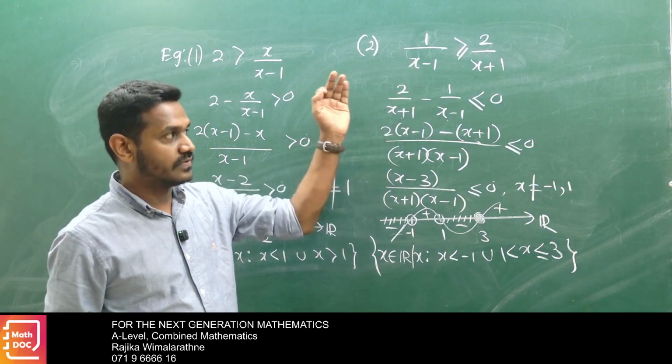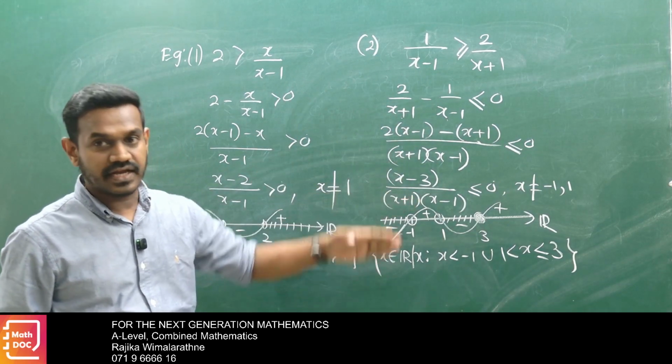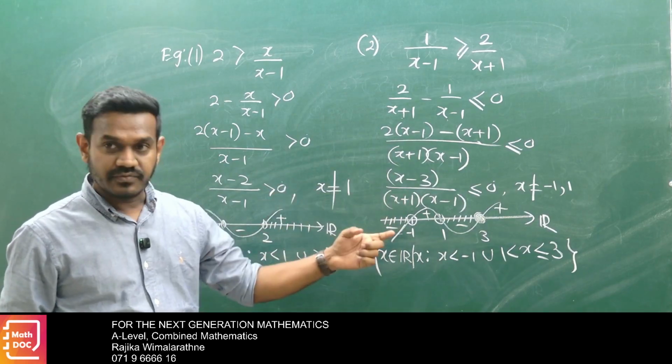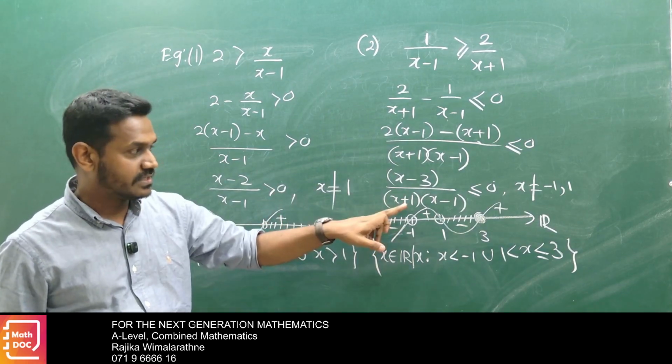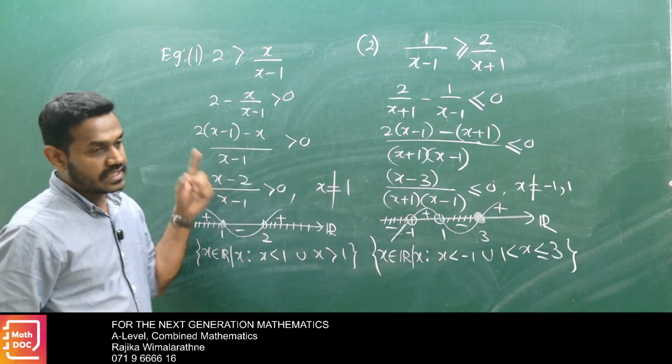Then you take all terms one side, get common denominator, simplify, factorize numerator and denominator. Thereafter we can evaluate. And again we have to remove denominator zeros. Here denominator 0, 1 and minus 1 we have to remove. Okay, do these examples.